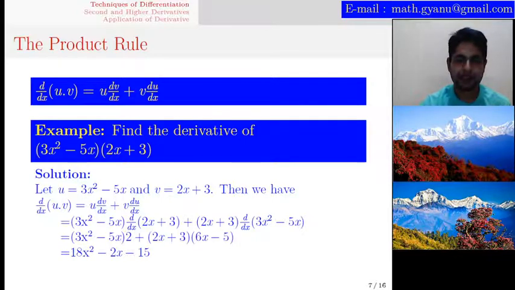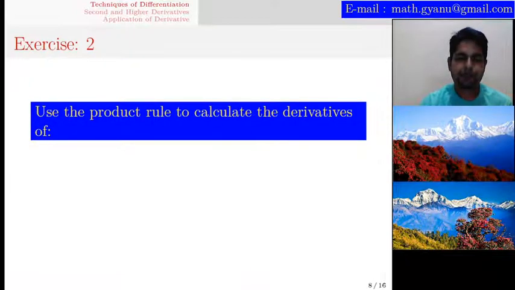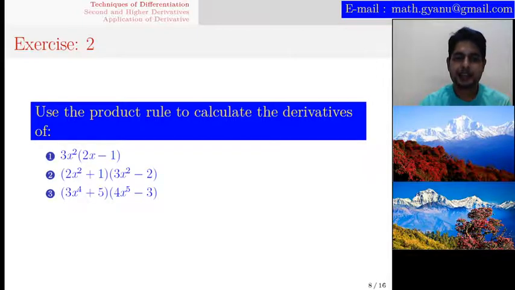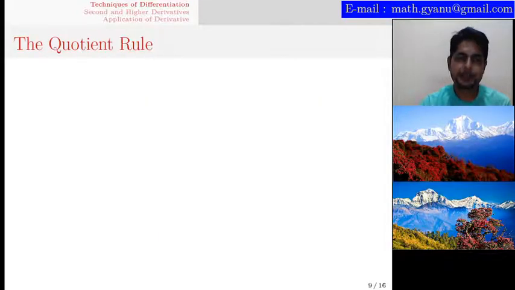Now use the product rule to calculate the derivatives of these questions, which are left as an exercise for you. Let's begin the quotient rule.